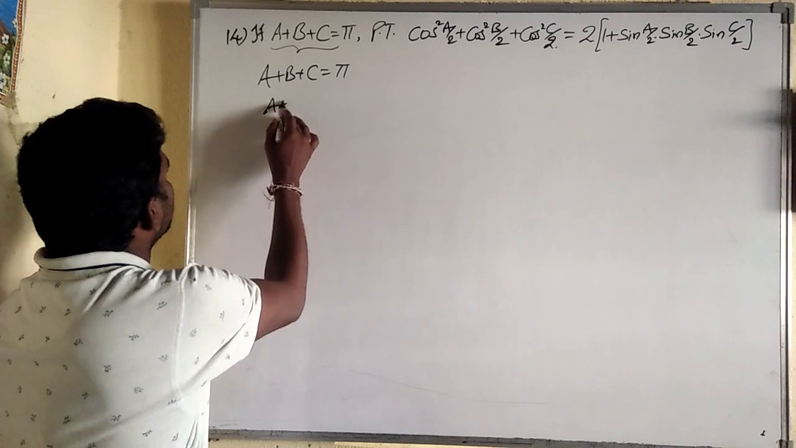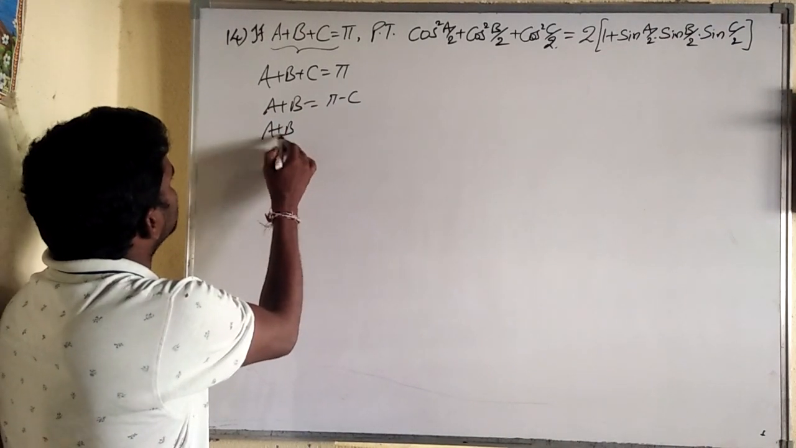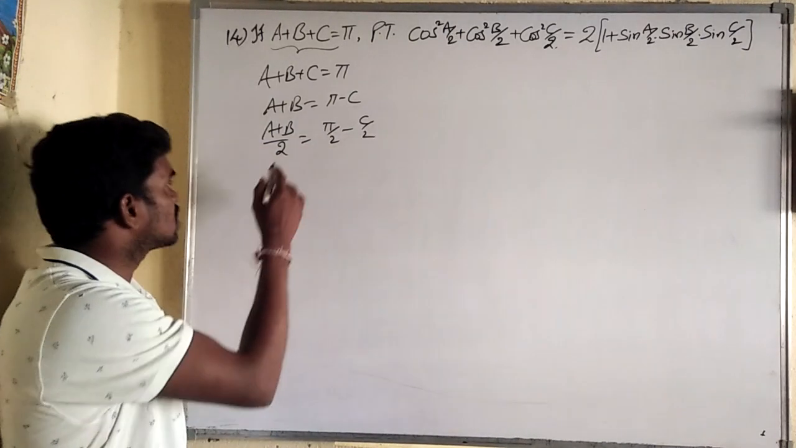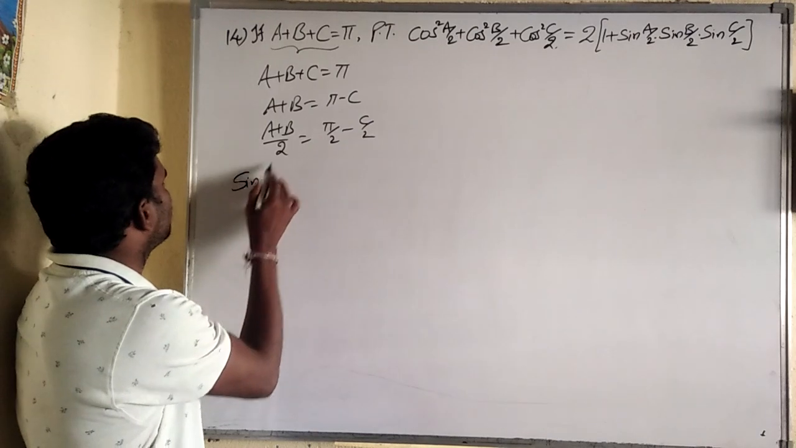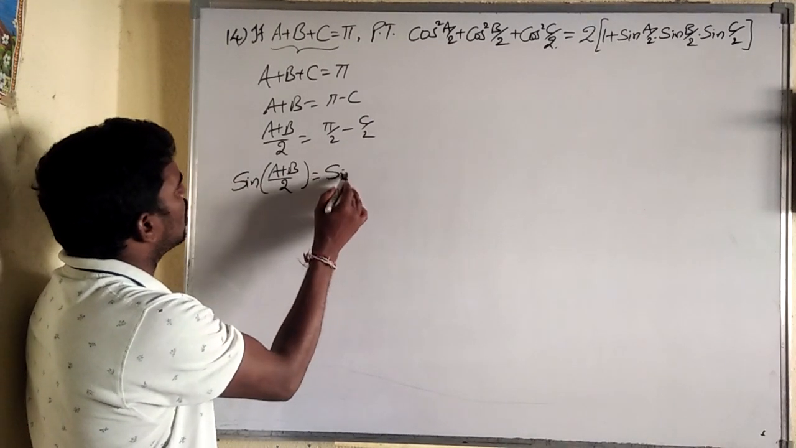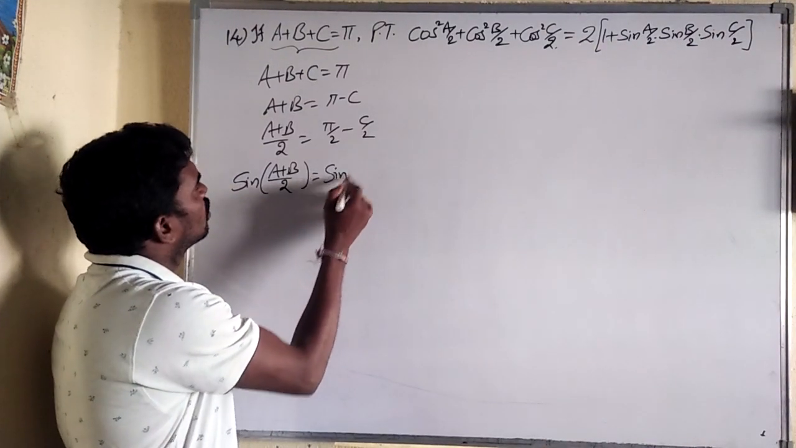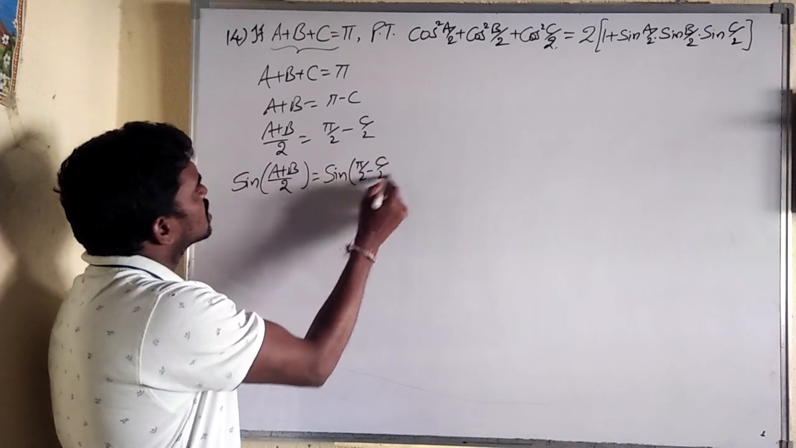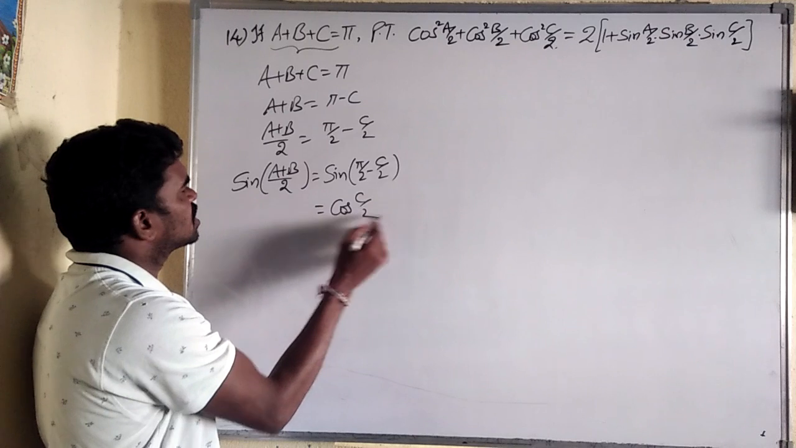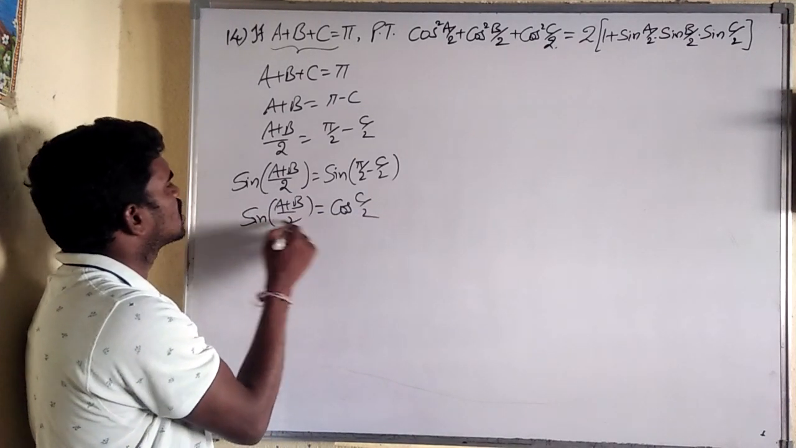First of all, A plus B means what? C on the right side becomes pi minus C. So then A plus B by 2 is equal to pi by 2 minus C by 2. So apply sin on both sides. Then we get sin of A plus B by 2 is equal to sin of pi by 2 minus C by 2. Now what is sin of 90 minus theta? It means cos theta. So sin of A plus B by 2 becomes cos C by 2.